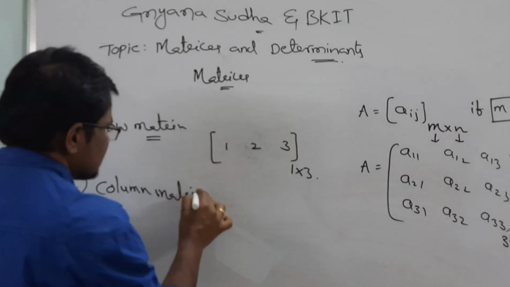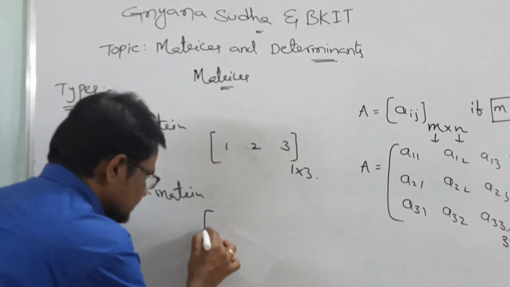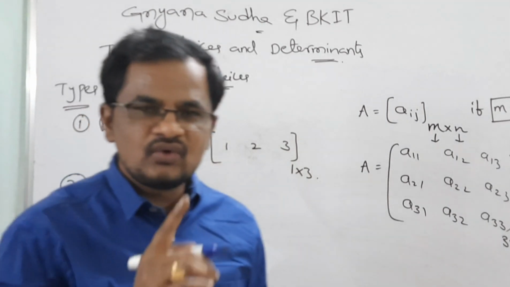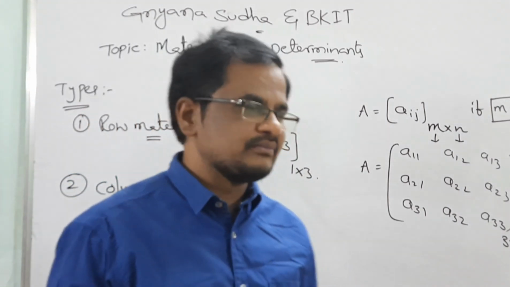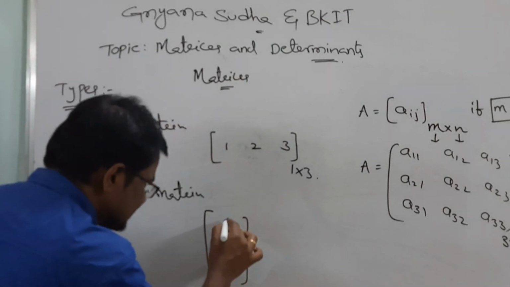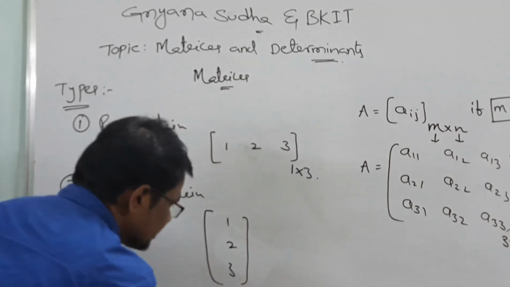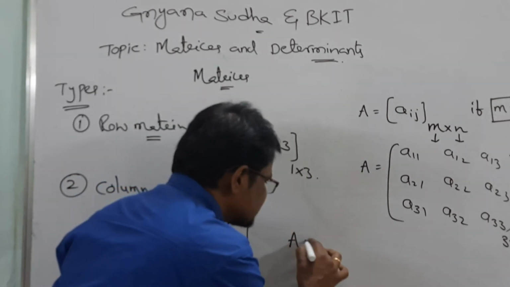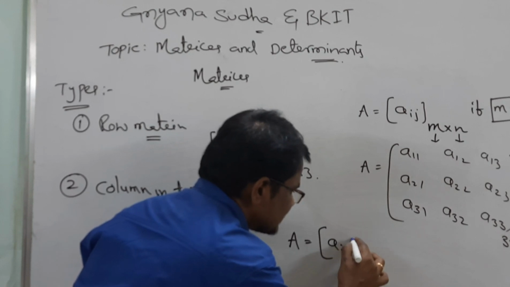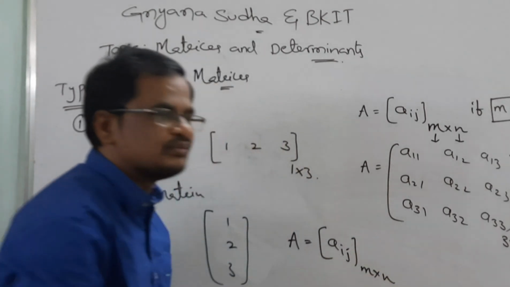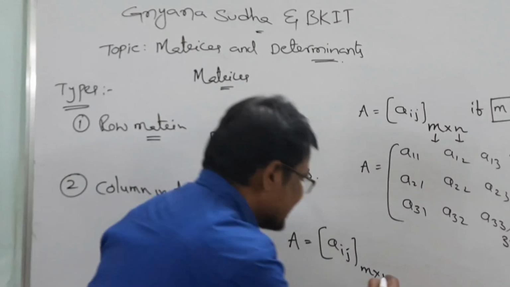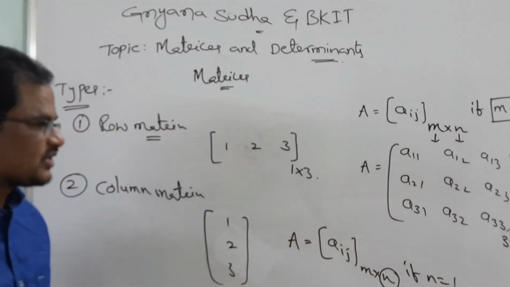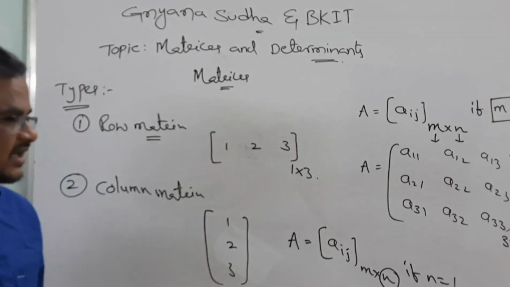Similarly, you can define column matrix also. Column matrix means 1, 2, 3, like this. A matrix which contains only one column is called what? Column matrix. Means this matrix contains 3 rows, 1 column. Otherwise, a matrix A equal to Aij of order m by n is said to be a column matrix if n equal to 1. If n equal to 1, irrespective of the rows, then that matrix is called a column matrix.